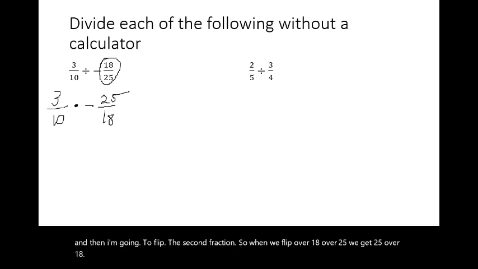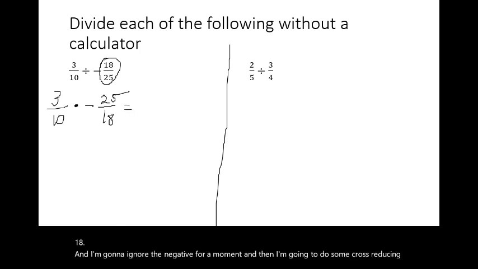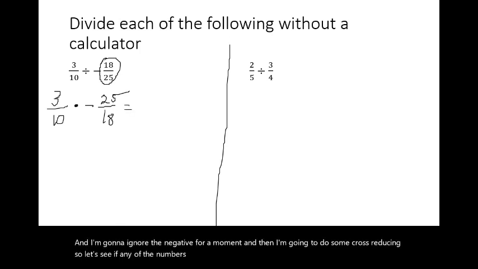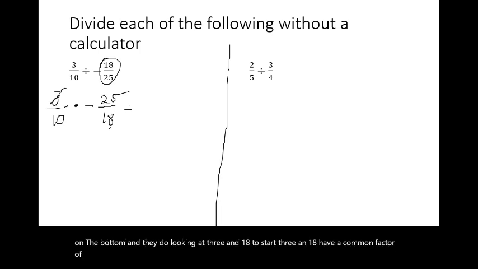And I'm going to ignore the negative for a moment, and then I'm going to do some cross-reducing. So let's see if any of the numbers on the top have any common factors with any of the numbers on the bottom. And they do. I'm looking at 3 and 18 to start. 3 and 18 have a common factor of 3. So 3 divided by 3 is 1. 18 divided by 3 is 6.